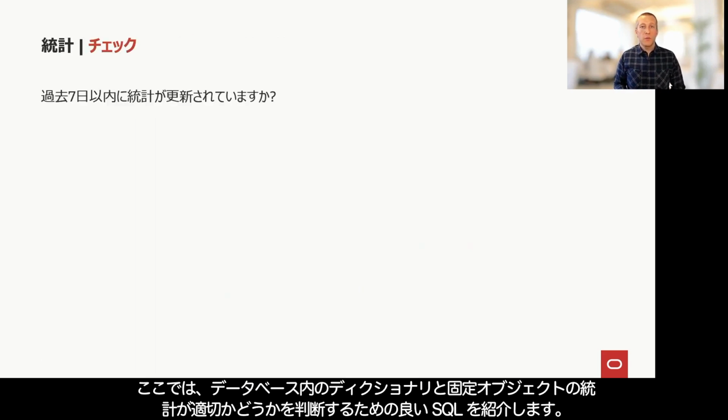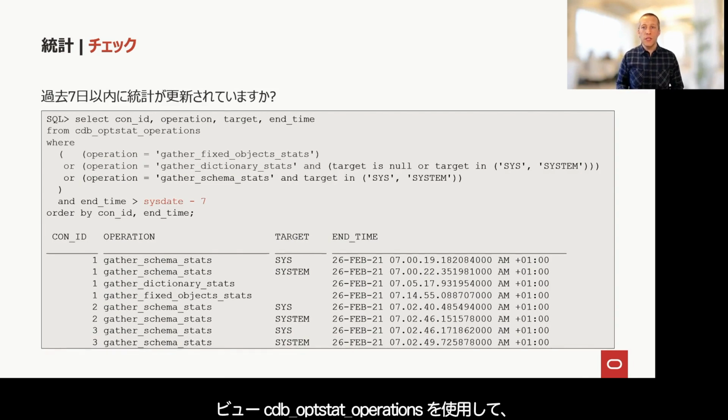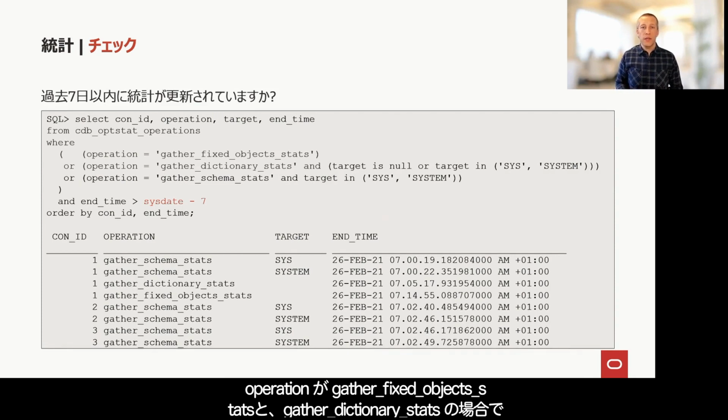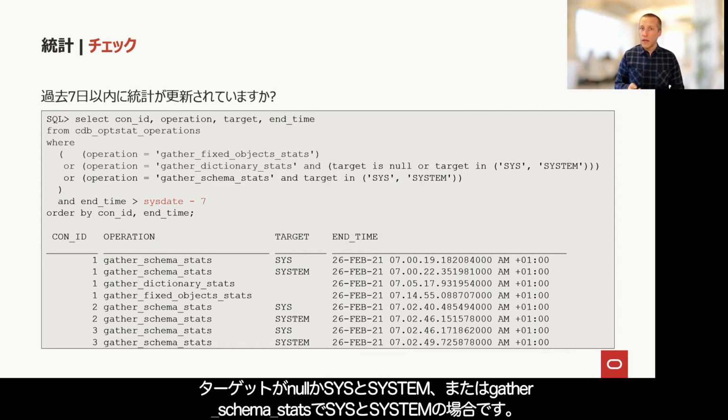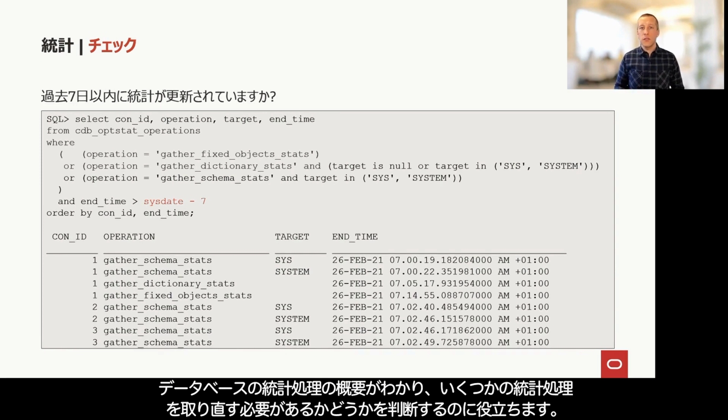So here's a good SQL that you can use to determine whether or not you have good dictionary and fixed object statistics in your database. We will use the view CDB_UPSTAT_OPERATIONS and look for operations that are gather fixed object stats, gather dictionary stats where the target is either null, being everything, or SYSTEM, or schema stats on SYSTEM. And you can look for the records from the last 7 days. This will give you a good overview of the statistics operations in your database and help you to determine whether or not you need to regather some of them.